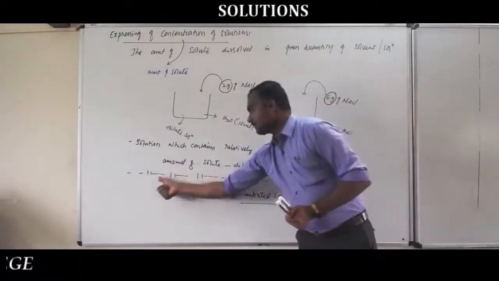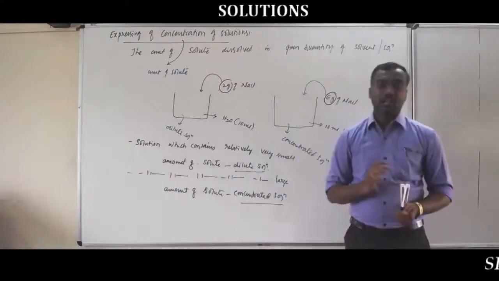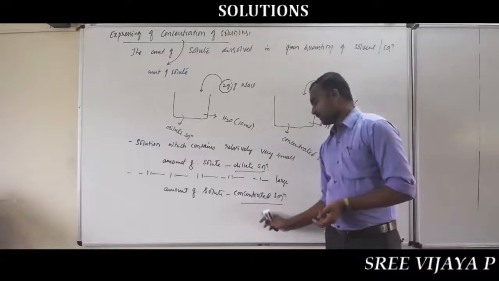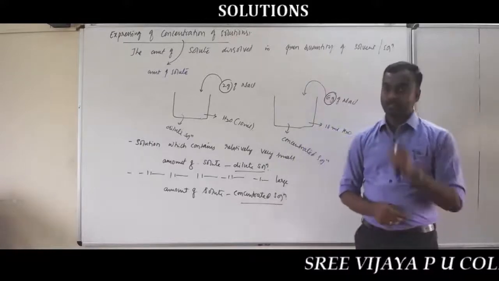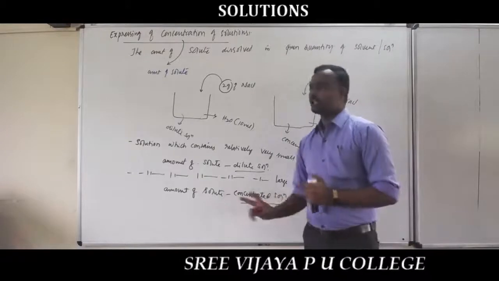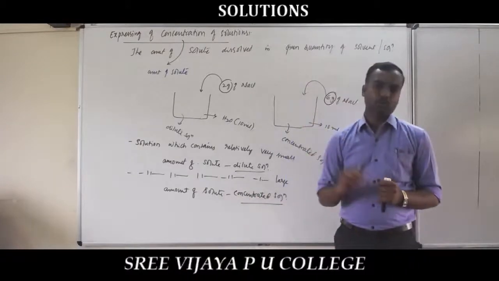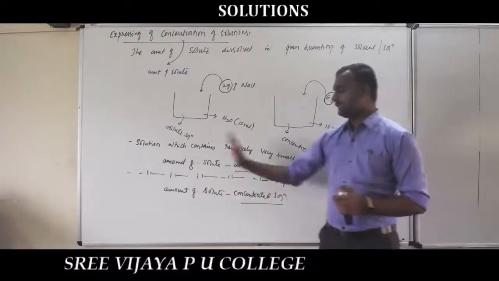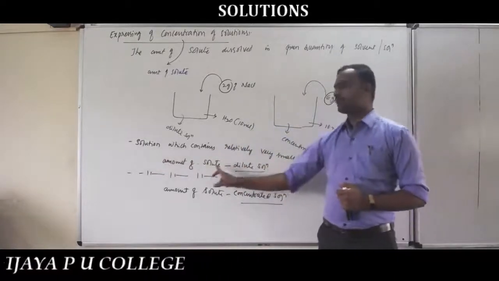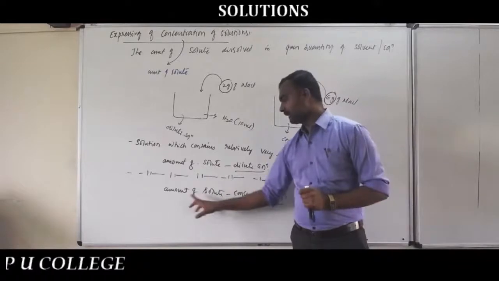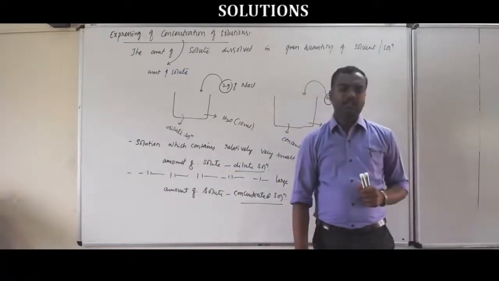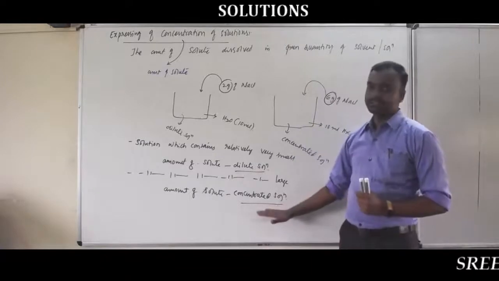Similarly, a solution which contains relatively very large quantity or large amount of solute is called a concentrated solution. In the study material, we have used the word solvent. Please correct that: remove that solvent and write this definition. Solution which contains relatively very small amount of solute, change it in the material. Similarly, a solution which contains relatively very large quantity or amount of solute is called a concentrated solution.